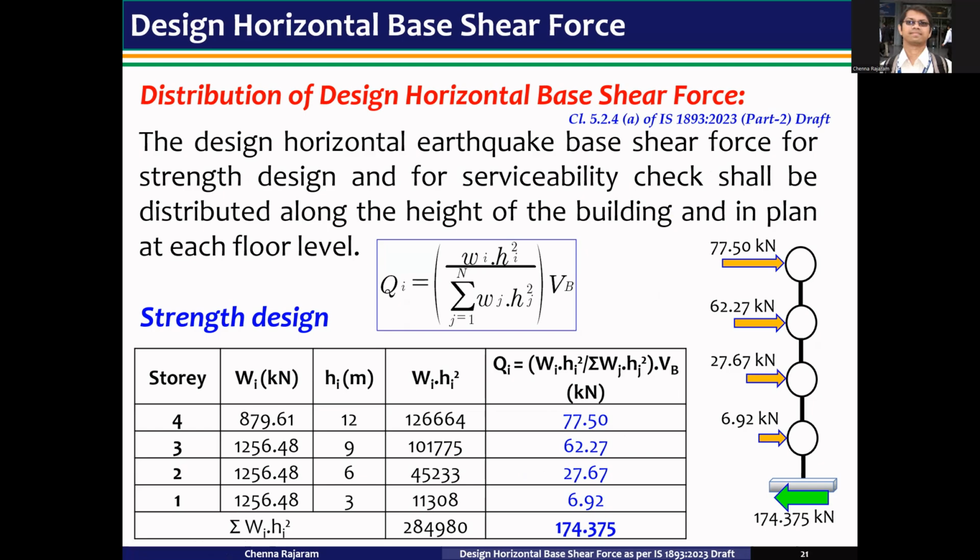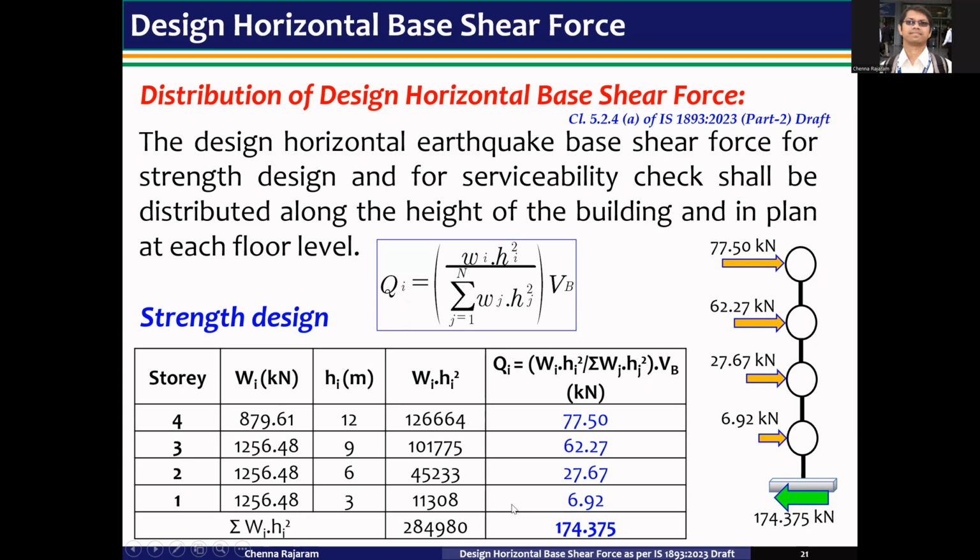After obtaining the base shear force, that base shear force is distributed onto every floor level. The design horizontal earthquake base shear force for strength design and for a serviceability check shall be distributed along the height of the building and in plan at each floor level. The equation is as follows: Qi is equal to Wihi square divided by sigma j equal to 1 to n Wjhj square, whole multiplied with Vb. Vb is the base shear. So the tabular column clearly shows the calculations.